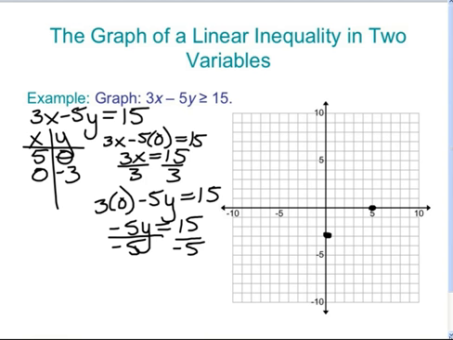Now, at this point, you're going to check to see whether you need a dotted line or a solid line. So you go back to your inequality right here. Let me highlight that so we can see it a little bit better. Since it's greater than or equal to, the equal to portion, this line down here, tells us we need a solid line. So you're going to connect those dots with a solid line.